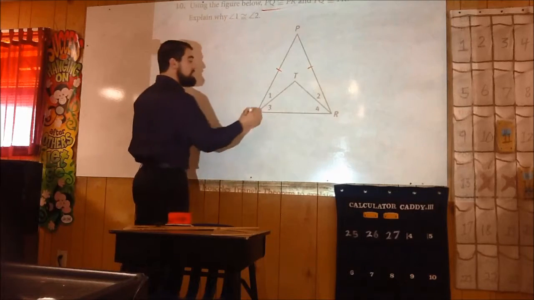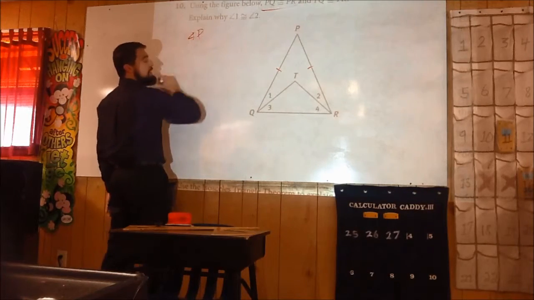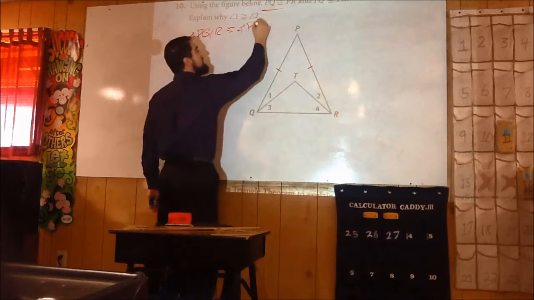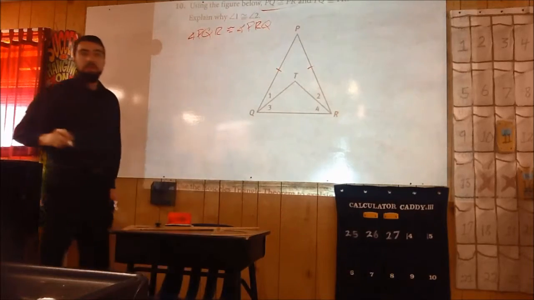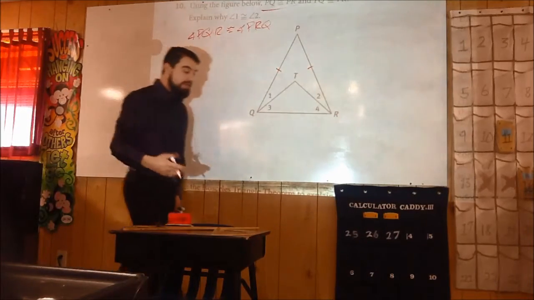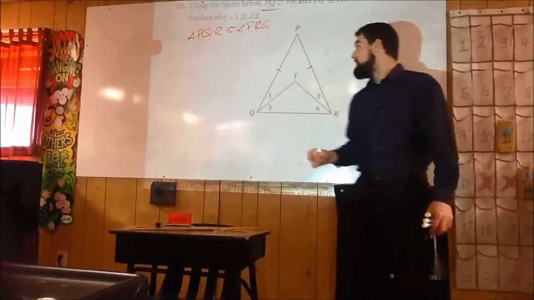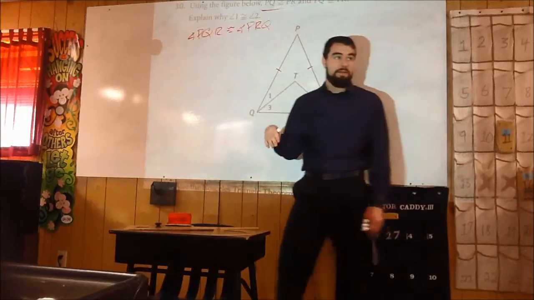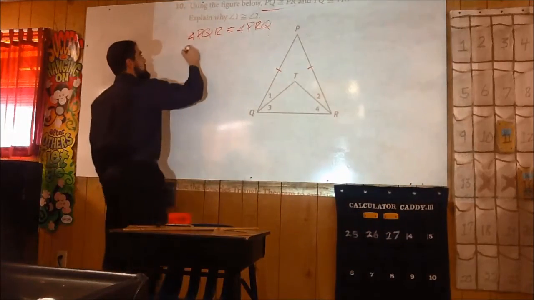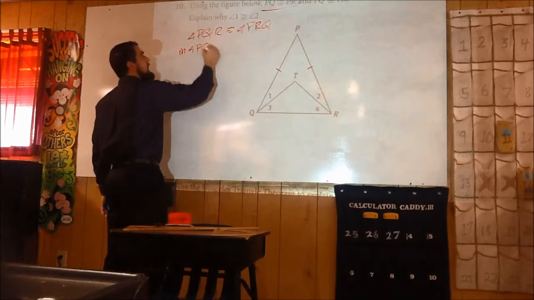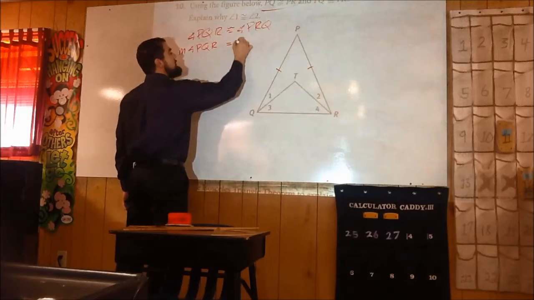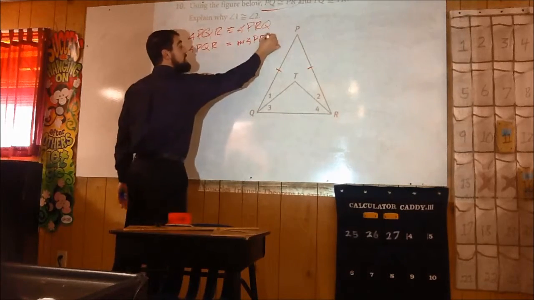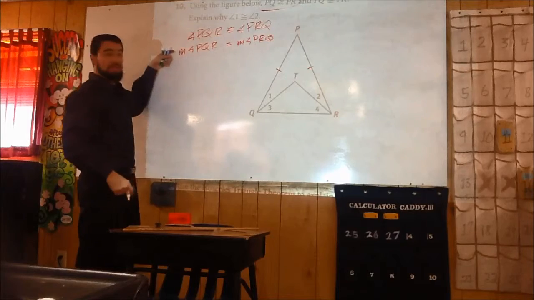Okay, so we know that angle PQR is congruent to angle PRQ. Now what justifies this statement that I just wrote? The base angle theorem. It's the same exact thing as the isosceles triangle theorem. If you know that two angles are congruent, then what else can you say about those two angles? Their measures are equal. What justifies the statement that I'm writing now, that the measure of angle PQR is equal to the measure of angle PRQ? Definition of congruent angles. That's what justifies that.